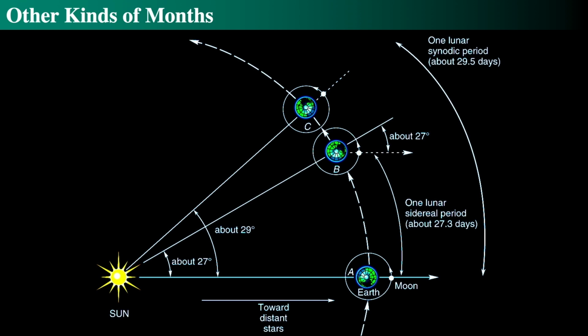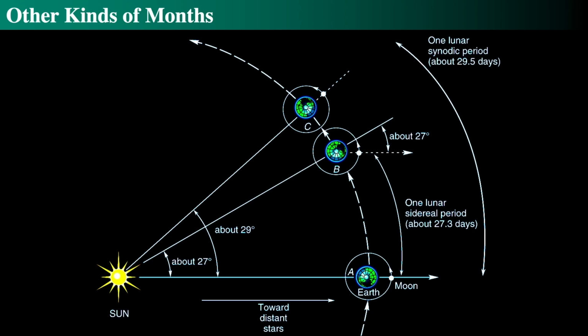Okay, but there are other kinds of months as well. We're going to talk about 3 other kinds now. There's the tropical month, the anomalistic month, and the draconic month. The tropical month is equinox to equinox, the anomalistic month is perigee to perigee, and the draconic month is node to node. Wow, what do those things mean? Okay, they are not described in this image, so I'm going to describe them to you briefly, then I'm going to show you a video.